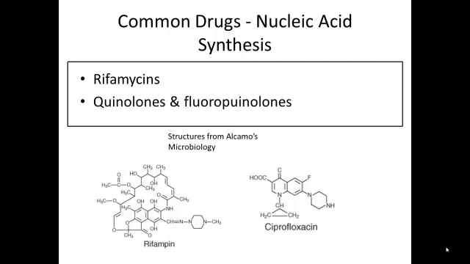Ciprofloxacin is the most common one, at least the one that you may have heard of. It's generally known as Cipro, which is its brand name. And it's one of the things that was given to the folks that were infected with anthrax when the spores were being sent through the mail in 2001.